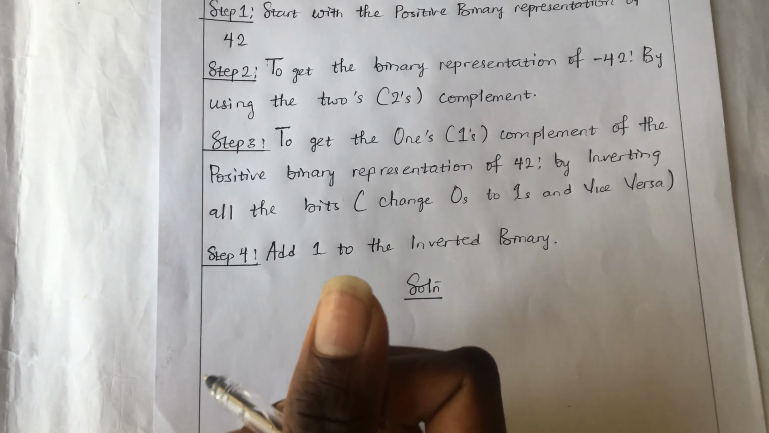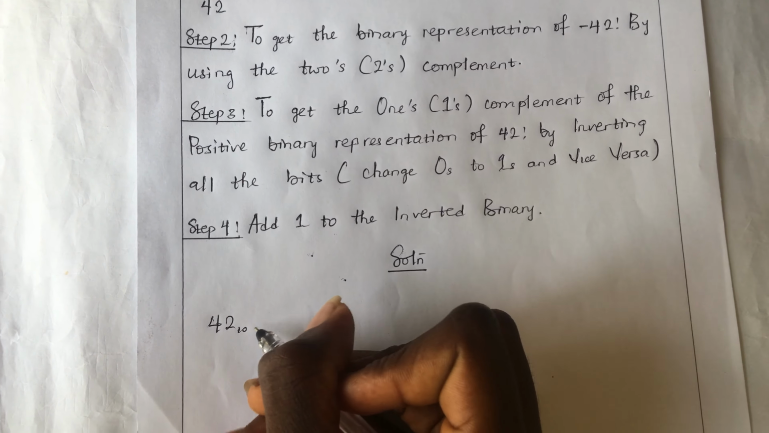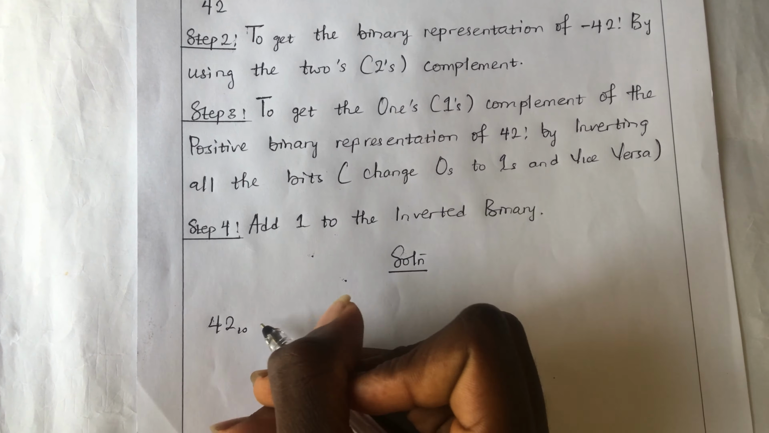So 42 base 10 is going to give us an 8-bit number, which is 00101010 base 2. The next step says that to get the binary representation of negative 42, which is the main essence of this tutorial video, and how do we get the binary representation of negative 42? By using the 2's complement.